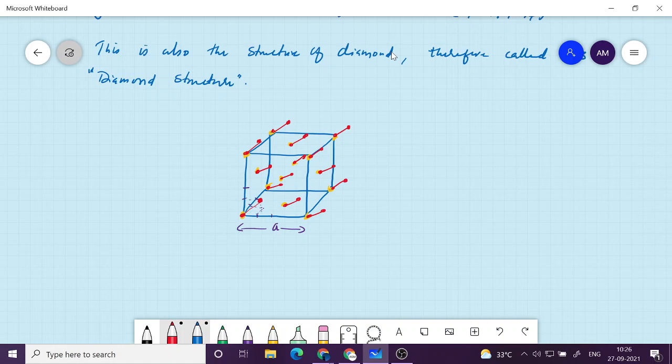Okay, so all the red ones are basically the silicon atoms, and the orange ones are basically the lattice points, FCC lattice points. So essentially it is an FCC lattice structure, but each lattice point is associated with 2 silicon atoms, one exactly on top of the lattice point and the other displaced from there. You have to imagine a vector with the length a by 4 in x, y and z direction. So that will be the structure.